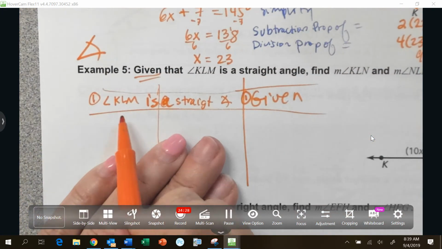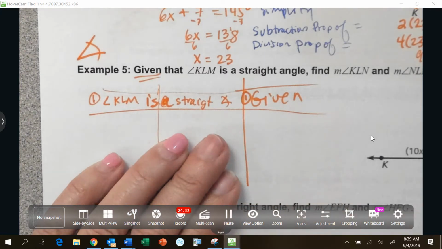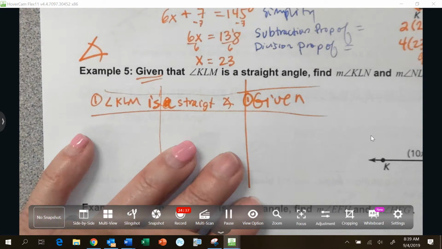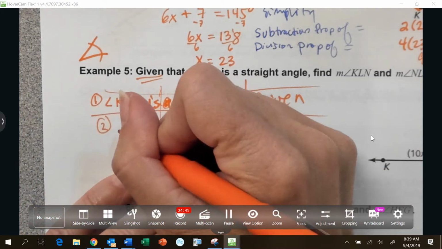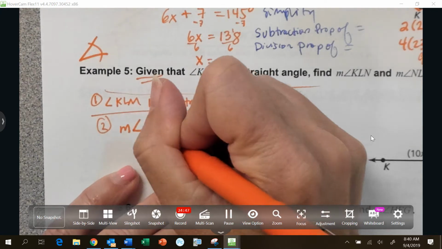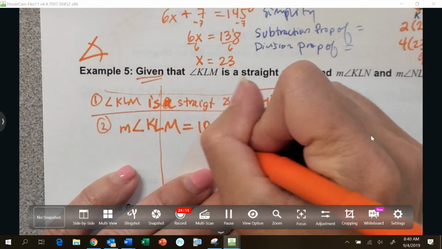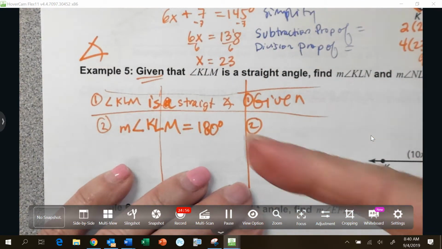Okay, so if angle KLM is a straight angle, that's given. What does that tell me? What information are they trying to tell me without telling me? Cameron? Yes, the measurement. So that would kind of be like my second step. The measurement of angle KLM equals 180 degrees. That was not given to us. We figured that out. But how did we figure that out?